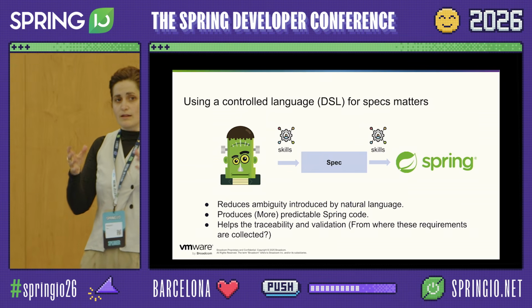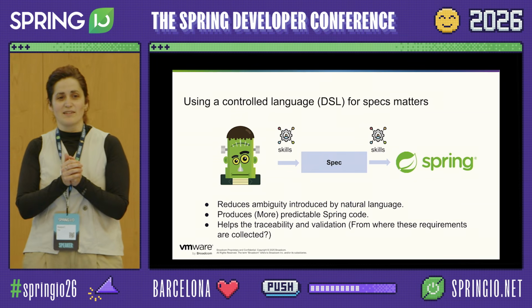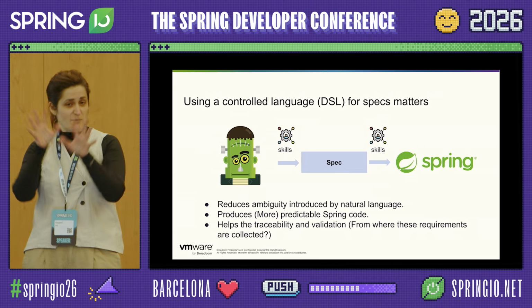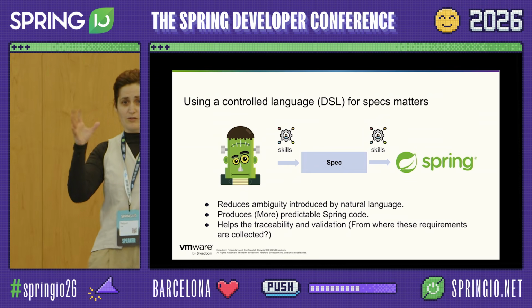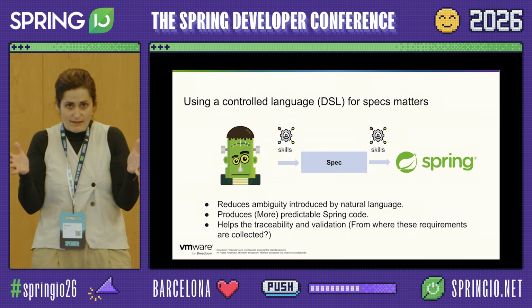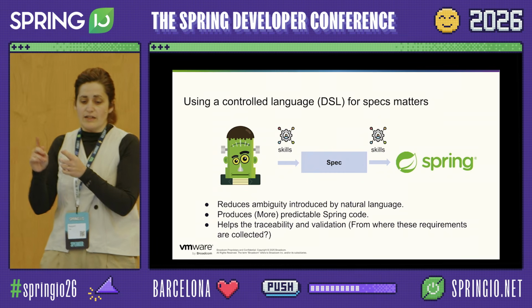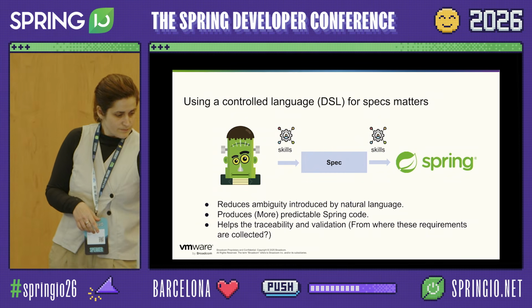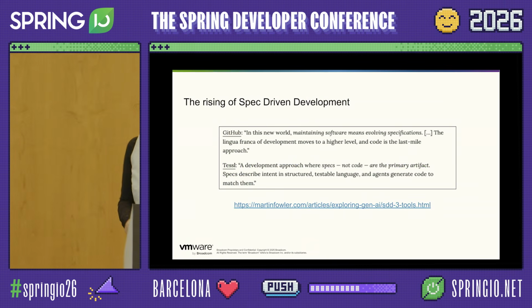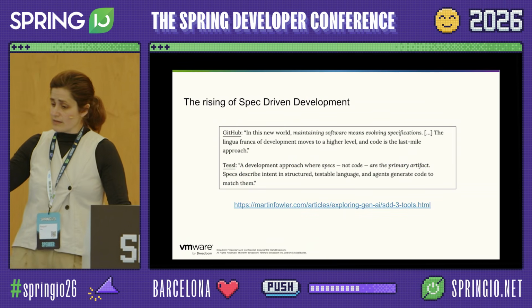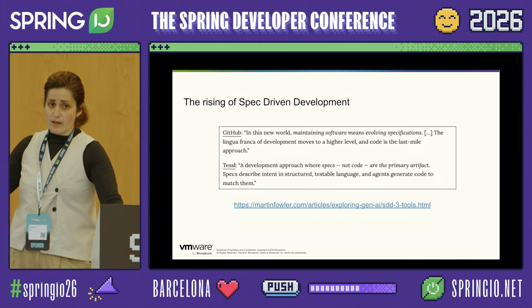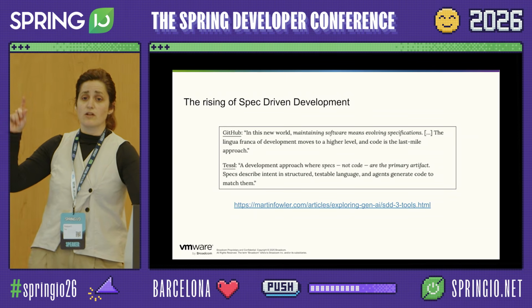That spec, in the original days, could be considered a UML spec, but let's simplify this a little bit. When I'm talking about structured languages, it's a DSL, right? It's going to reduce ambiguity and produce a more predictable Spring code. And as I was trying to introduce, because the time is going down, there is an initial trend to use a spec as the initial source of truth instead of the code per se.